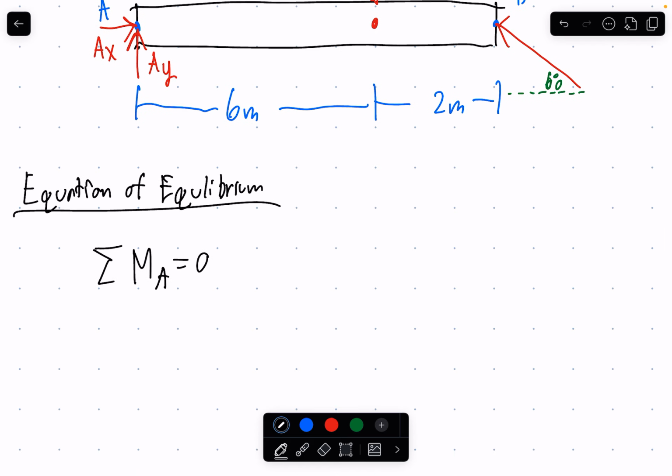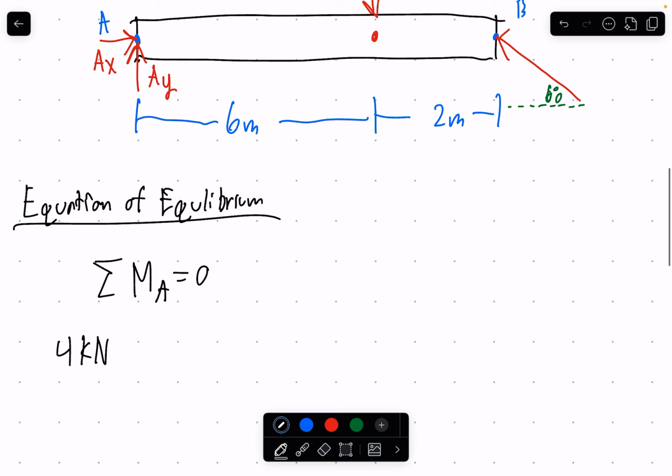So we have the 4 kilonewton force, the first force going left to right. That'll be creating a moment about A. It'll be 4 kilonewtons, acting 6 meters away from point A, and that'll have a negative sign on it because it'll be spinning the beam clockwise about A, just using the regular right-hand rule sign convention.